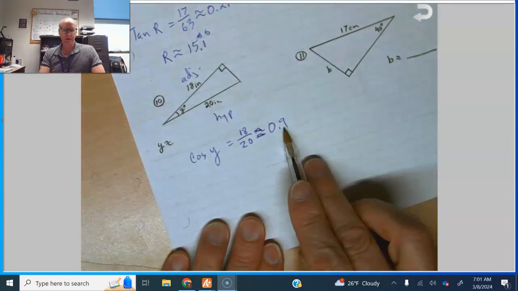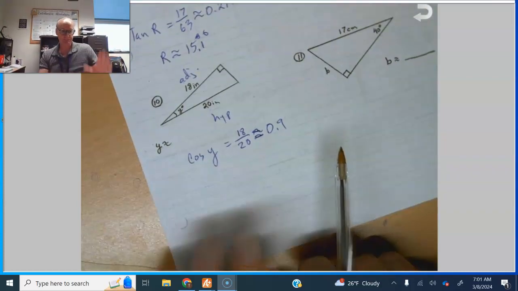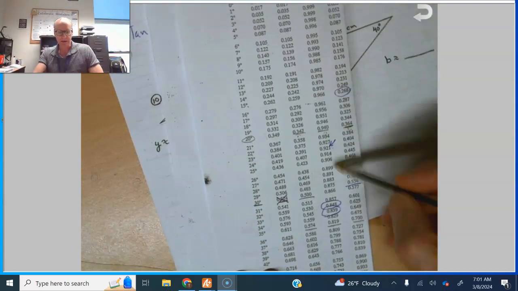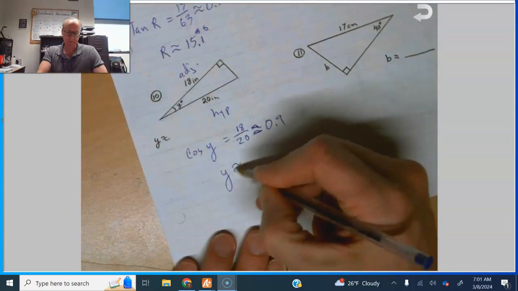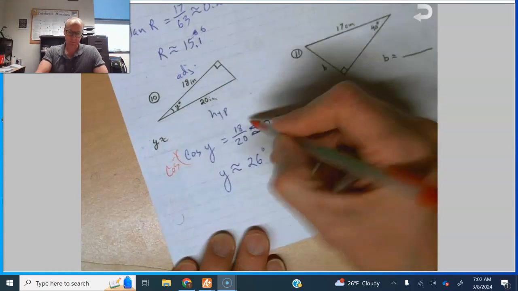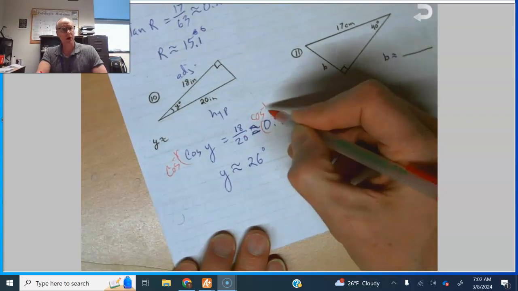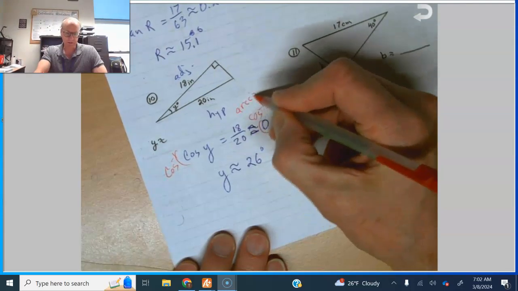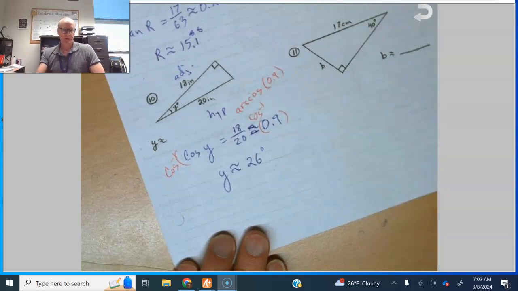And we're going to look up the cosine. What angle has a cosine of 0.9? And there it is, almost exactly 26 degrees. Y is approximately 26 degrees. Again, this is an inverse cosine. The name of this is also an arc cosine. They will sometimes write it that way, of 0.9. Same thing. Anyway, let's take a look.